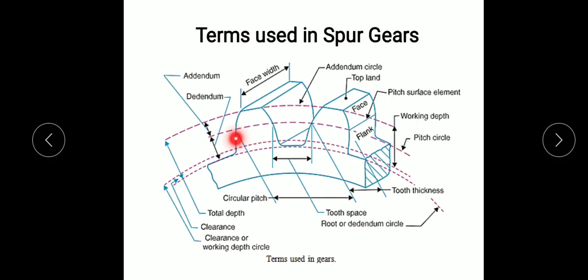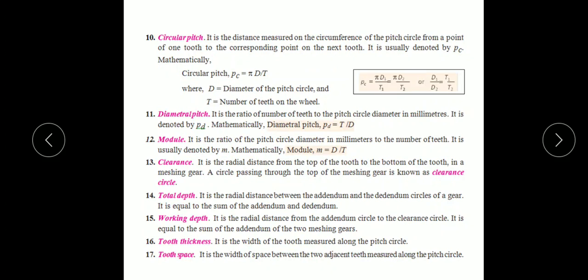Similar points on the pitch circle, measured along the pitch circle, is known as circular pitch. And there is an equation for PC, or circular pitch: PC equals pi d by t. This is the equation, where d is the diameter of the pitch circle and t is the number of teeth on the wheel.